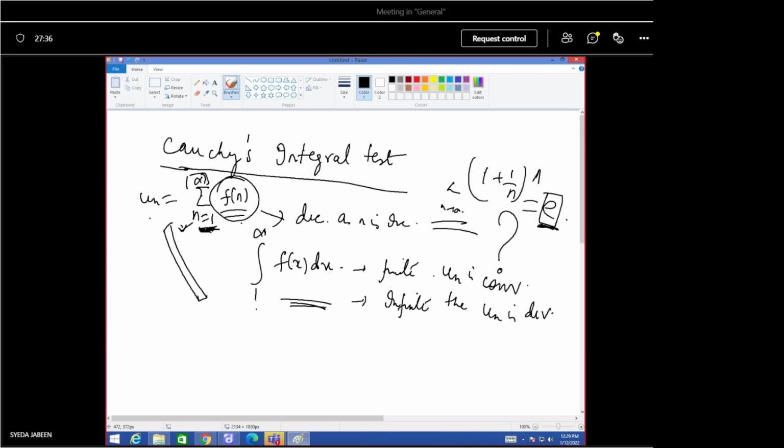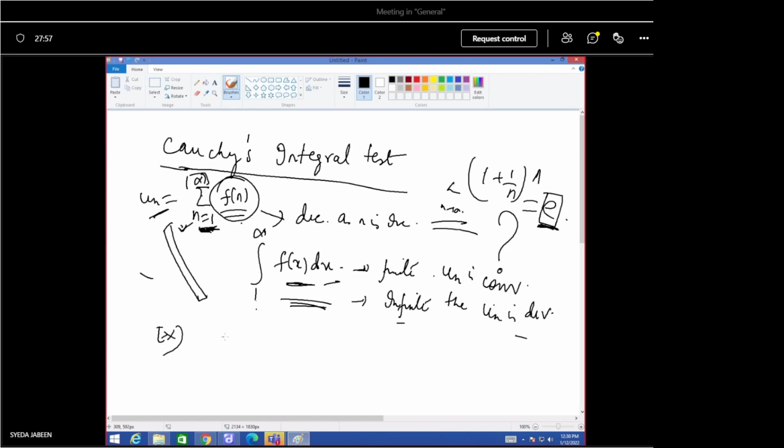So you are having 1 to infinity, this function becomes f(x) dx. You can also write f(n) dn, that is not an issue. So if you get a definite value of this, then we say that the series is convergent. If you get an indefinite value, the series is divergent. The proof of this is not required. You just use the application of this.